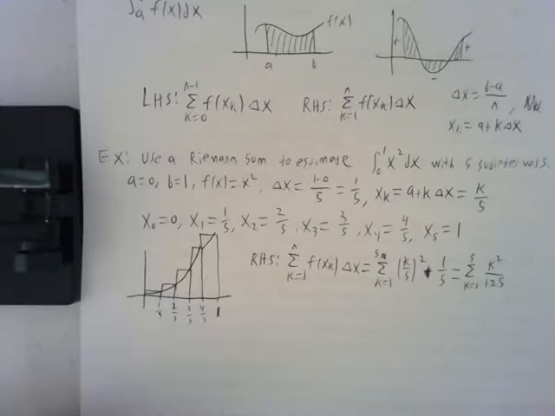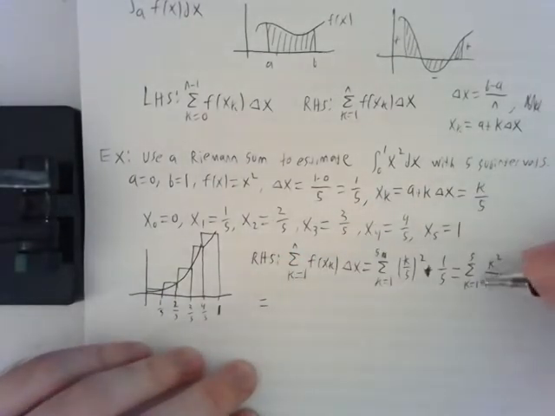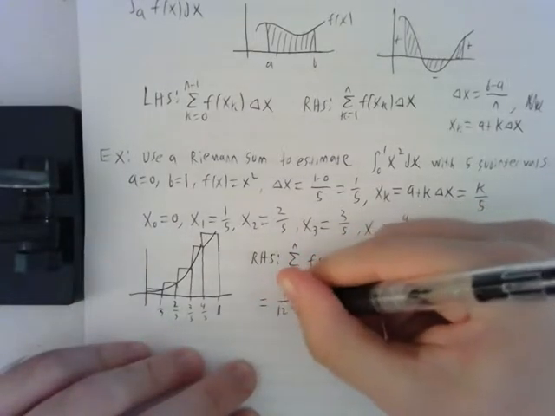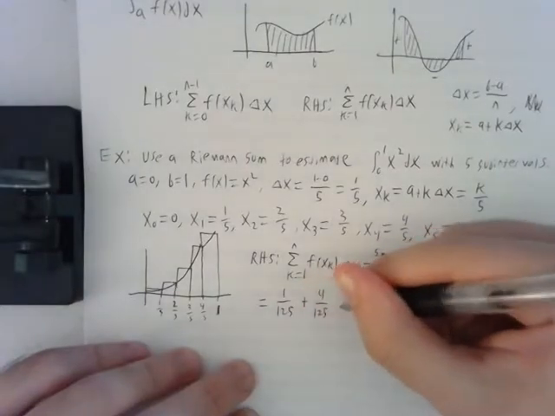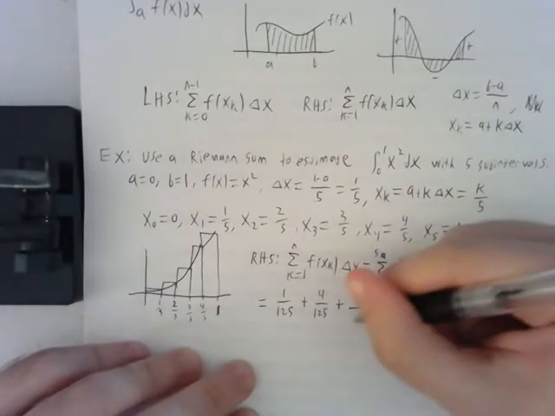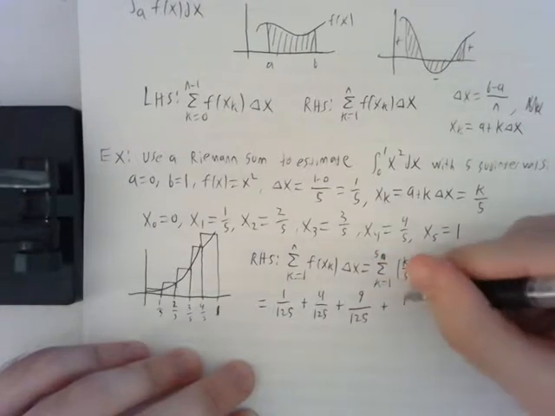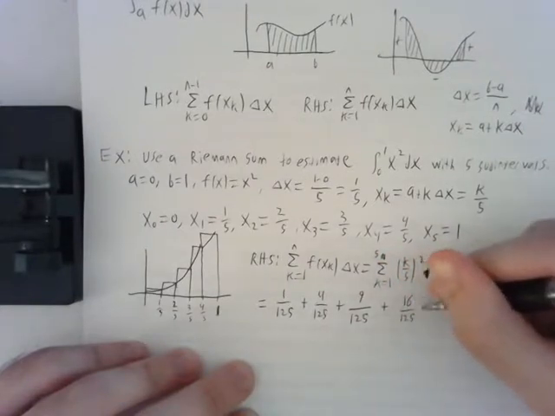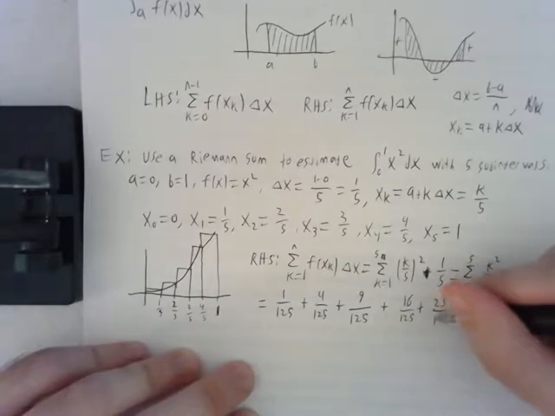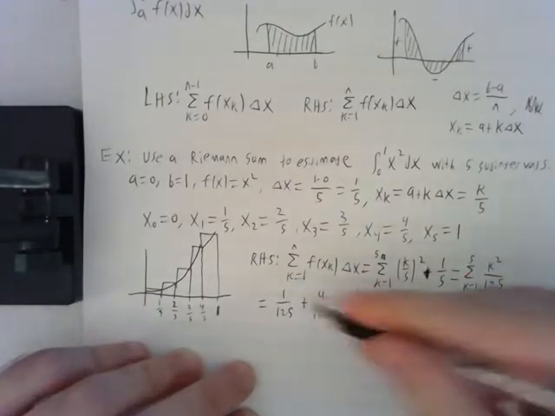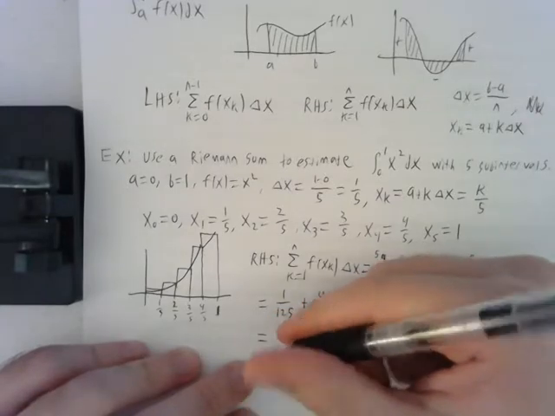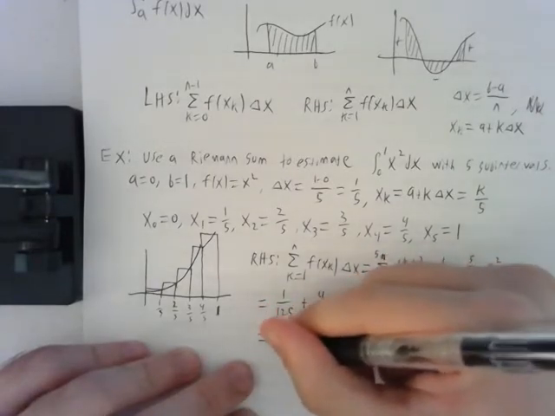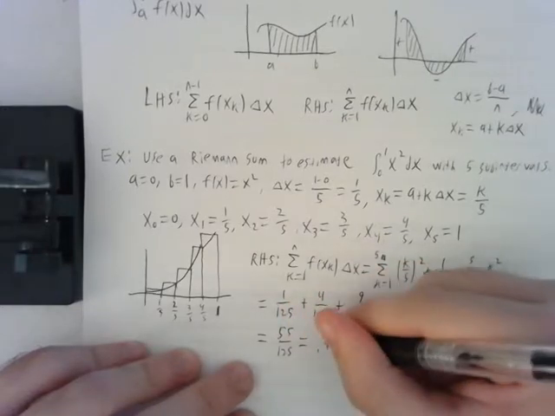So now we can write out what terms we have. So if I plug in k equals 1, I'd get 1 over 125. K equals 2 gives me 4 over 125. K equals 3 gives me 9 over 125. And so on, up to 25 over 125 when k is equal to 5. We add all these terms up, and it turns out that we get 55 divided by 125, which is equal to 0.44.